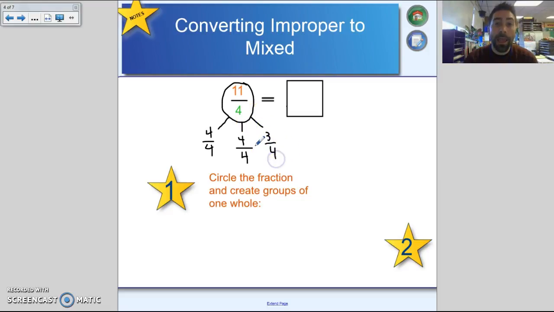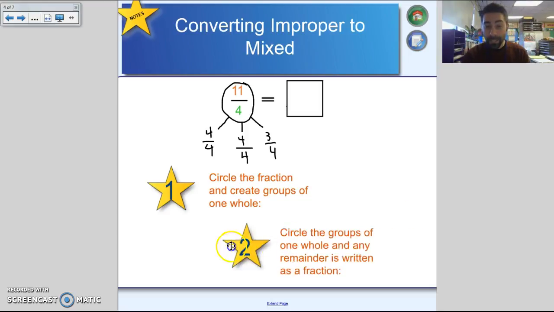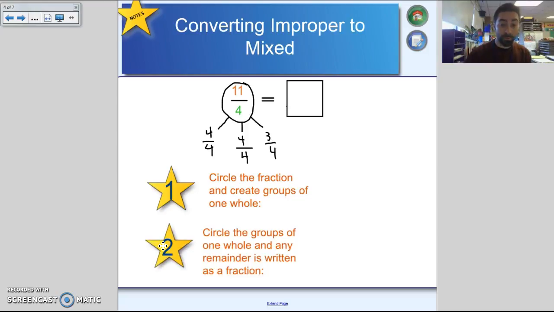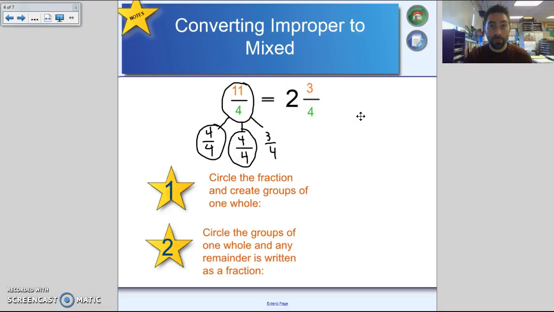And now, my second step. So I circled the fraction and created groups of one whole. And then my second step says to circle the groups of one whole and any remainders written as a fraction. So here's my remainder written as a fraction because it doesn't make a group. So I'm going to circle my whole groups. So that's one whole. That's two wholes. And that's my remainder. So I write that out as 2 wholes and 3/4. So it'd be written 2 and 3/4. And that's how you do improper to mixed number.